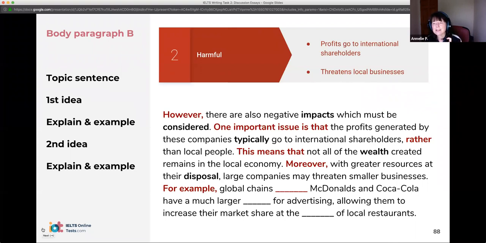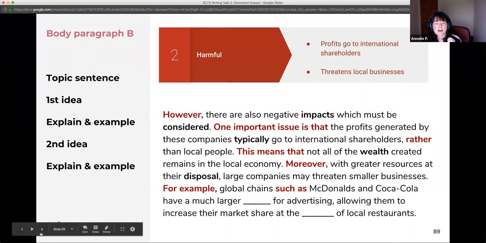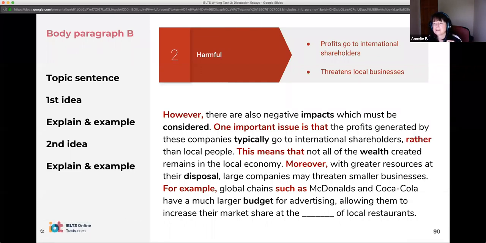"Like" is a little bit informal, yes, Ashray. "Such as" is better for a Task 2 essay. Okay, so McDonald's, Coca-Cola have a much larger... not just "as," it's got to be "such as." Okay, very nice, guys. Lots of good words there. A much larger budget for advertising. A platform, that's quite nice as well. I like that. Allowing them to increase their market share.